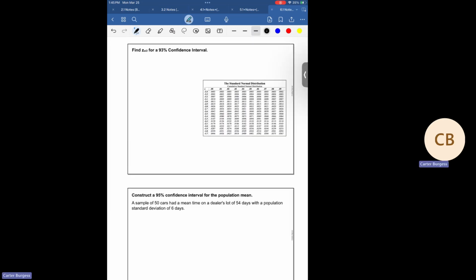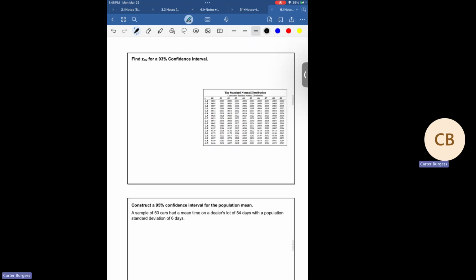Okay, let's try it with the 93% confidence interval. What do we get for our z-scores here? Well, we don't have a mu or a sigma yet. We'll take a look at those here in a second. Yep. Very good.